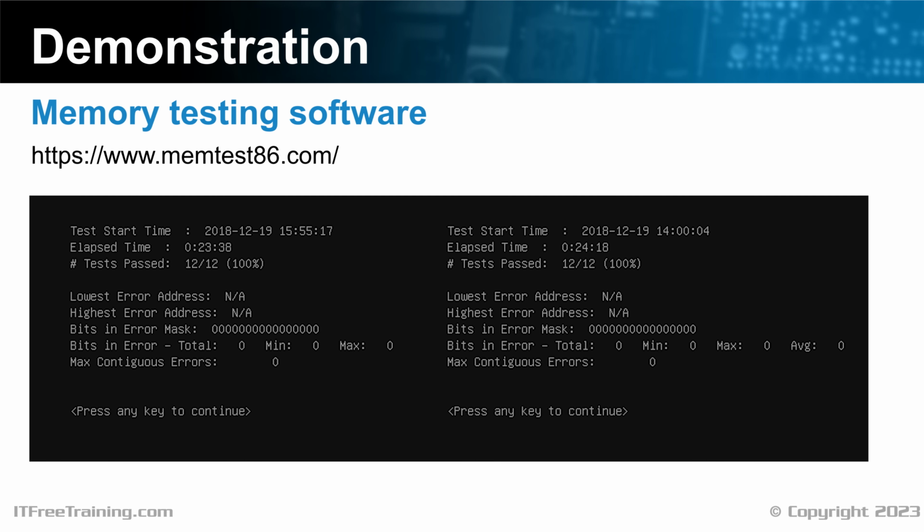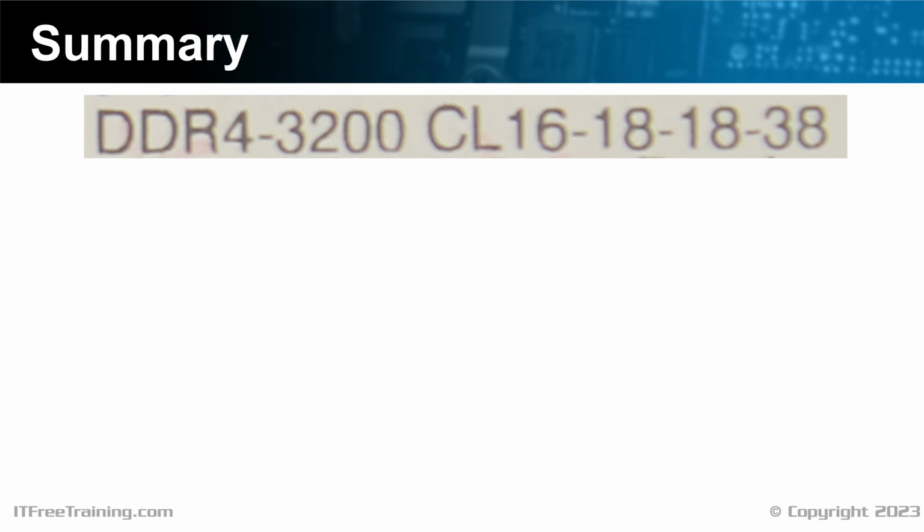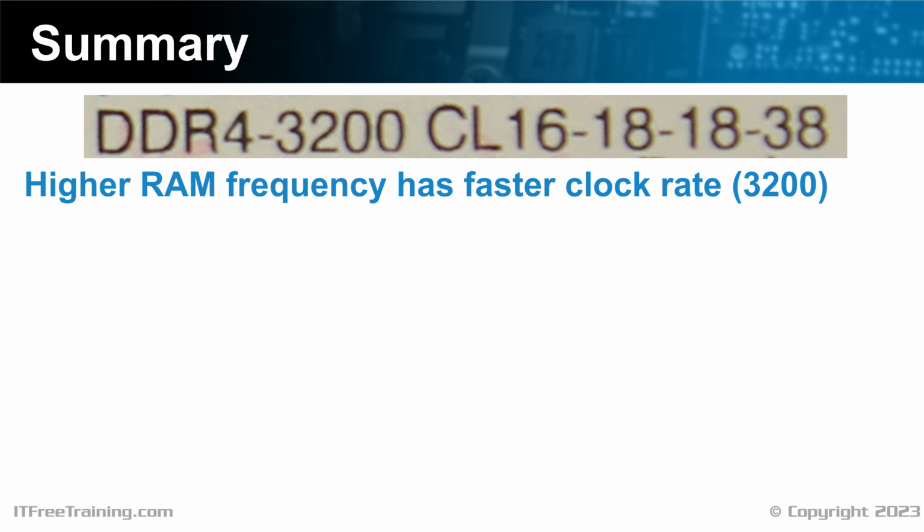To end this video, I will do a quick summary of the major points. Your memory modules will have a sticker on them with the memory timings on it. It will tell you how fast the memory will operate at. Higher RAM frequency has a higher clock rate. This determines the maximum timing signal speed that can be used with the memory module.